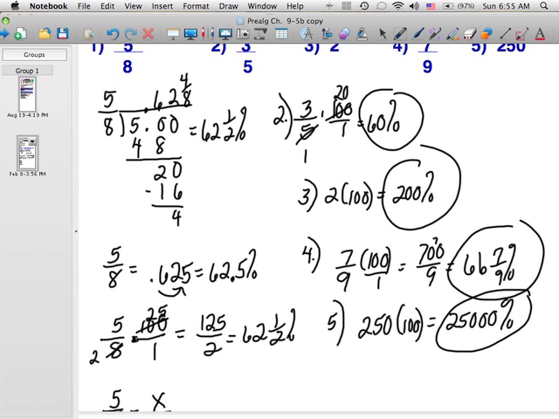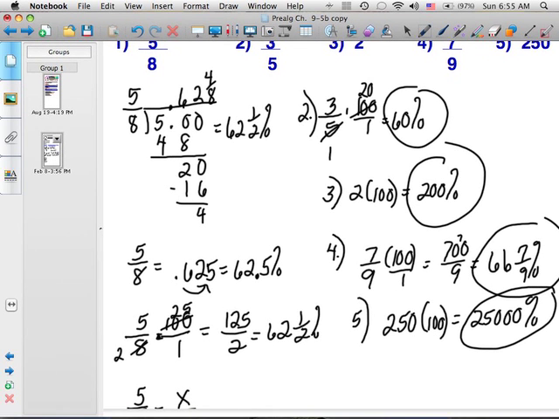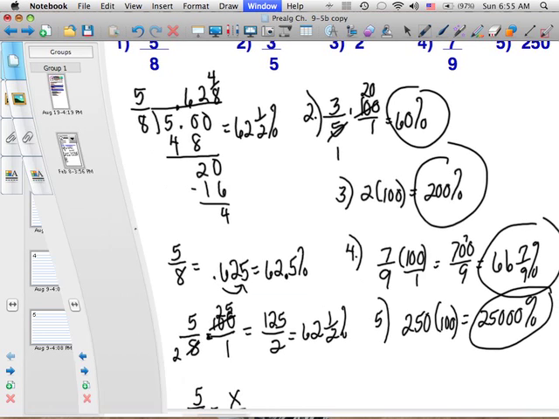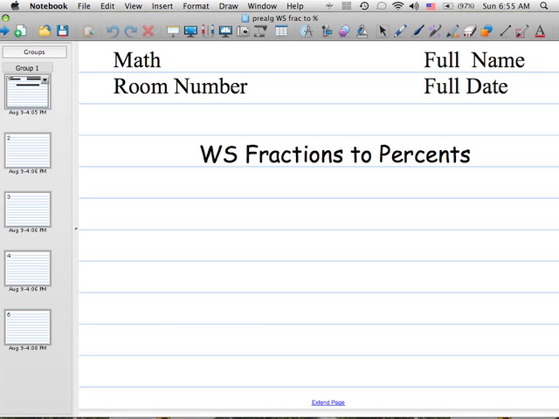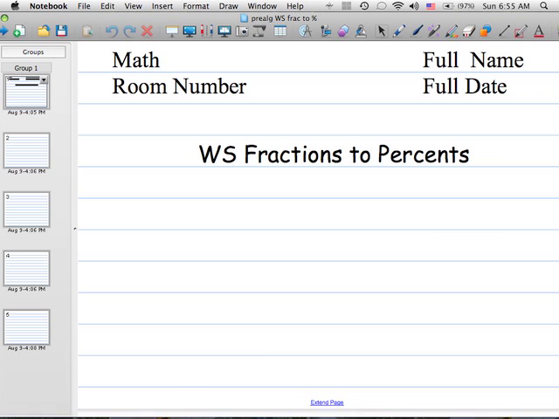Okay, we're ready to do the assignment. So have your worksheet, fractions to percents, out. And head your paper and skip a line, and we have number 2. We're changing all these fractions into percents, or whole numbers to percent.